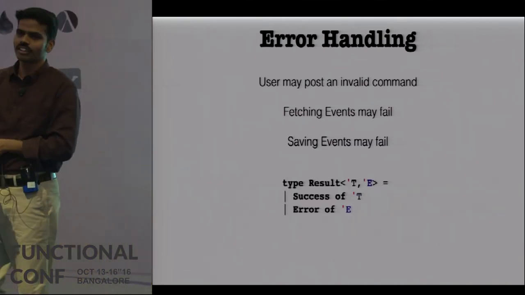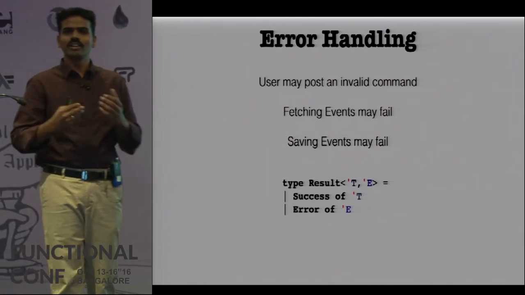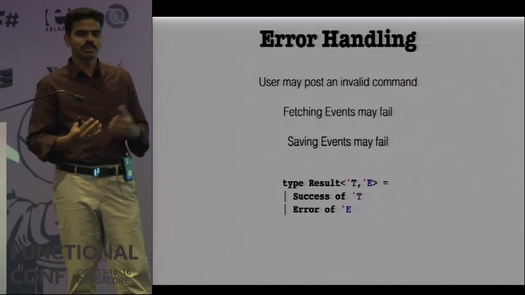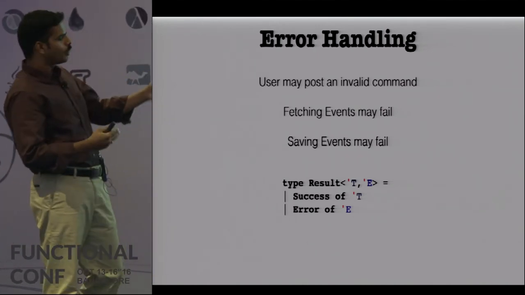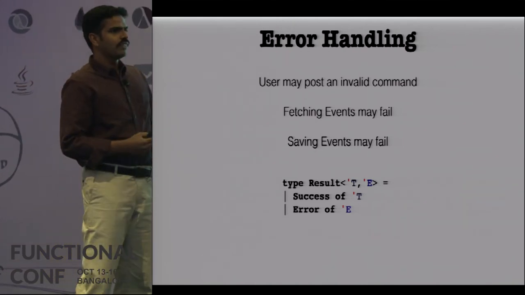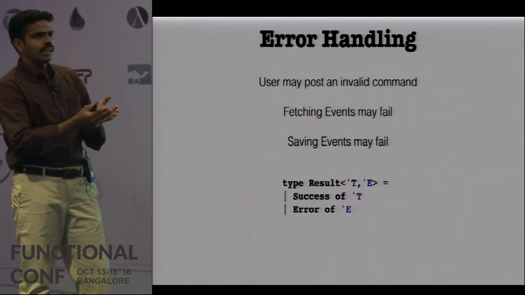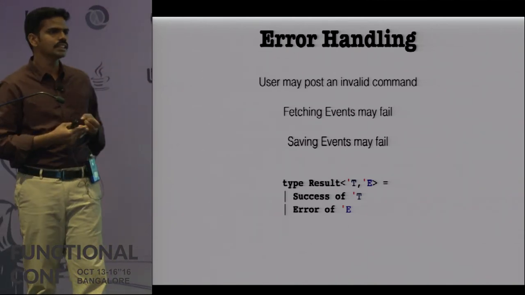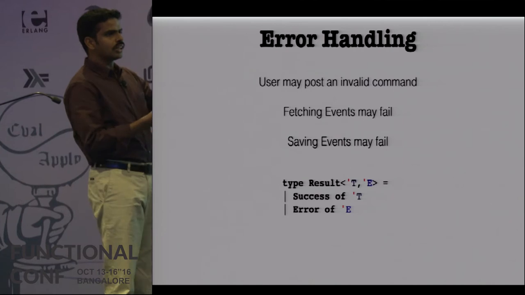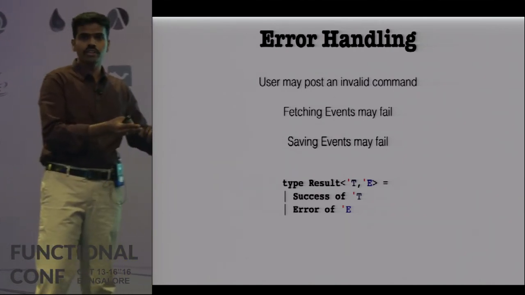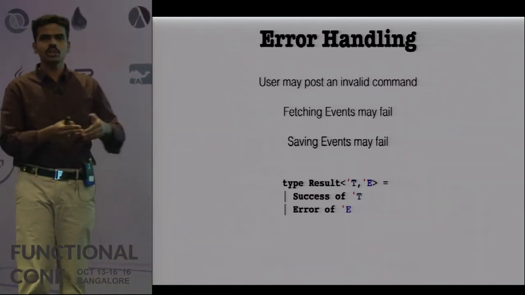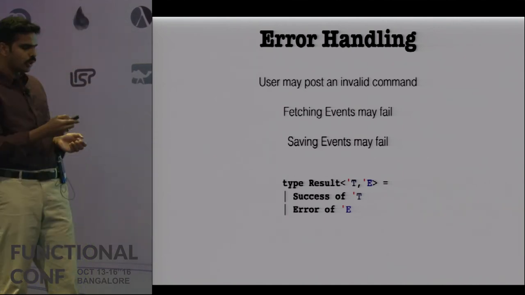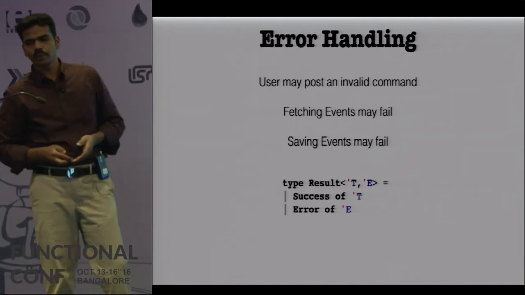Yesterday, Debashish had a good talk around modeling things using algebraic data types. That's what is here. We are going to come up with a new type called Result, which is nothing but a choice type. Whenever you do any operation, it's going to be either a success or an error. In case of success, you will get the outcome of the operation. In case of error, it is going to contain the error details. That is what this T and E is all about.